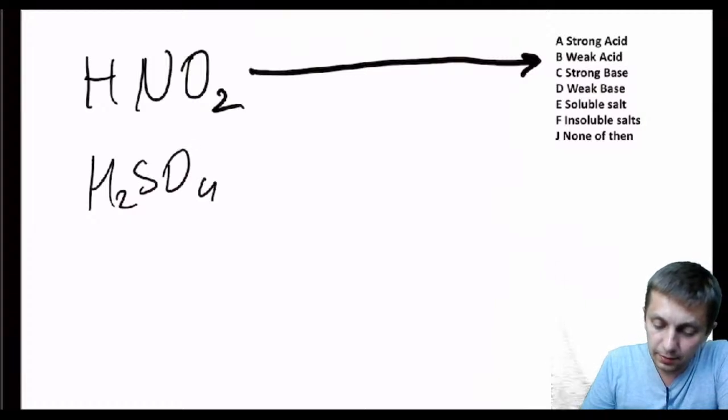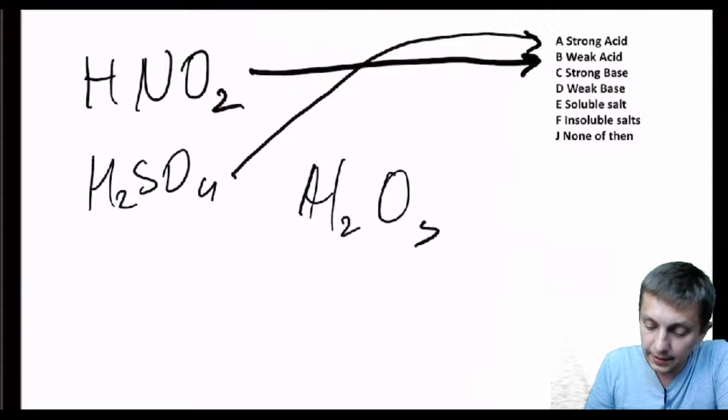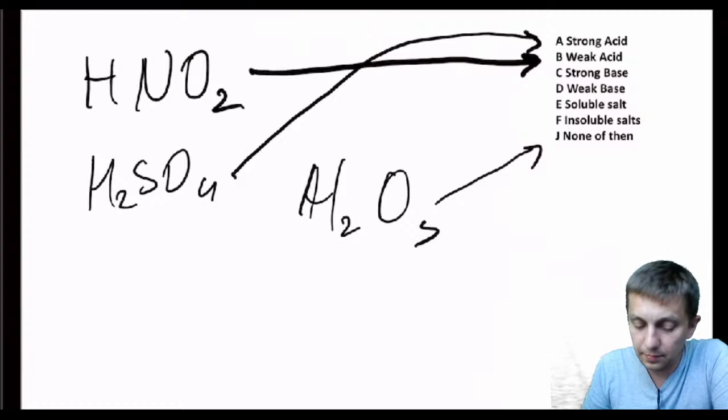H2SO4. It's a strong acid, it's from the list. Aluminum oxide, none of them. It's not an acid, not a base, not a salt.